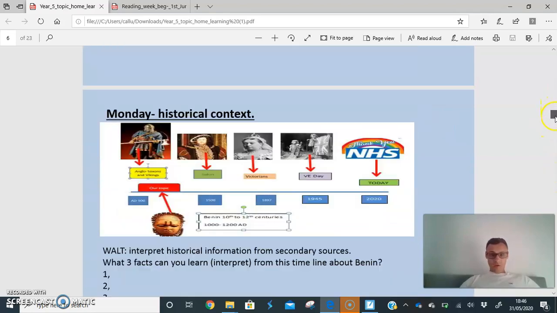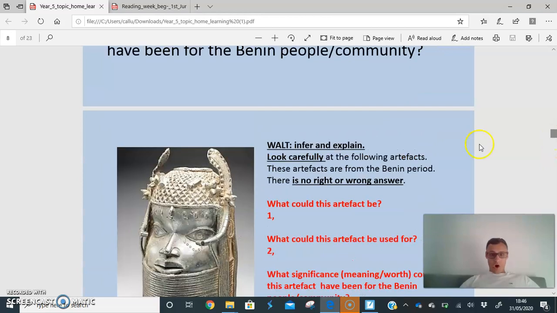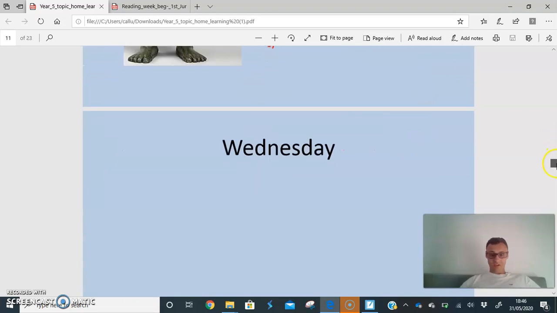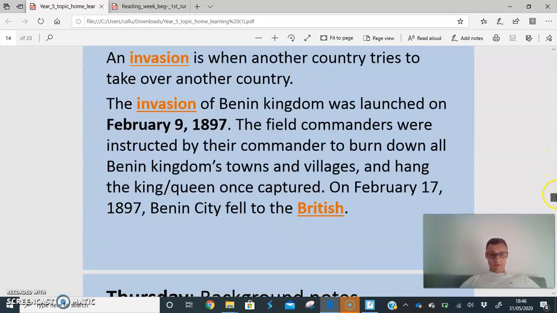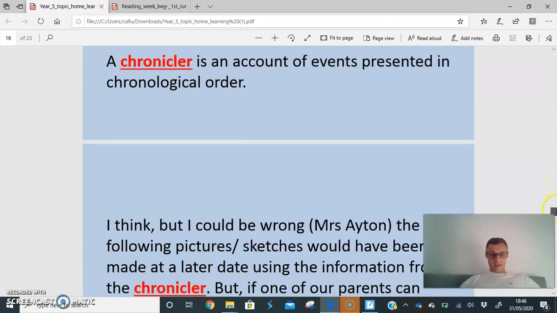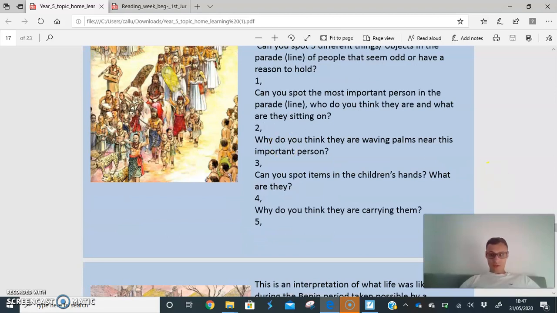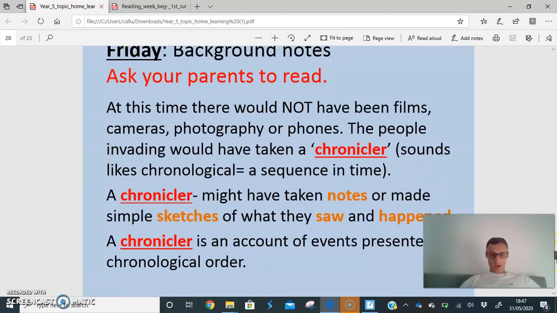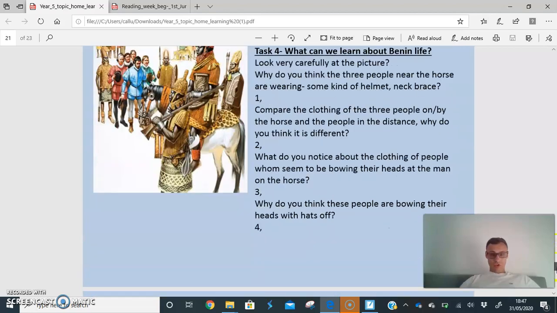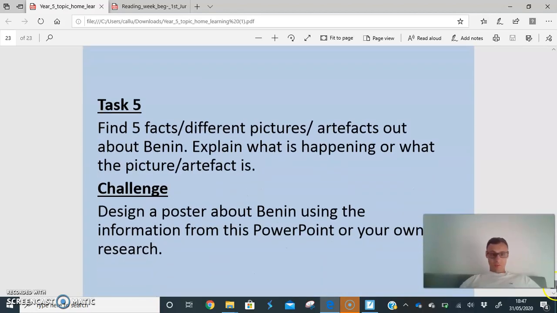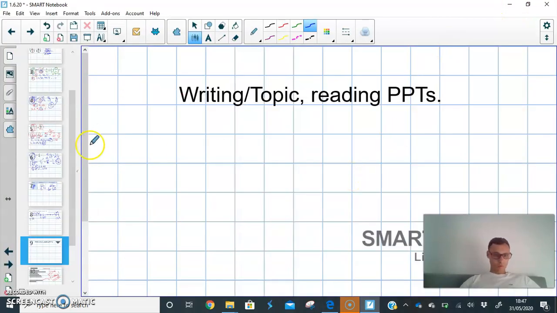Okay, taking you through, and at the end of the week, you've got artifacts to predict what they could be for. Remember, there's no right or wrong. We did do this with the Anglo-Saxons. Okay, and then Thursday, ask your parents to read you some of that's on the slide there. Mrs. Aiton's made a prediction. You got some questions to answer there, so you can send us through the answers on Friday. And then on Friday, again, you've got some questions, and then you've got a task about producing or finding facts. So there's some research work about Benin, and you could design us a poster, okay, as well, but it's all explained on the PowerPoint to follow through.